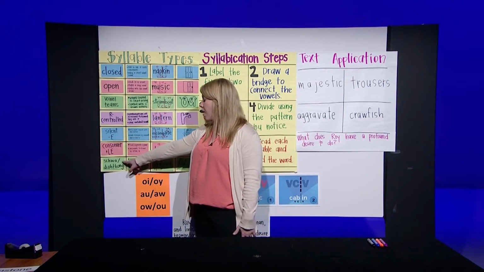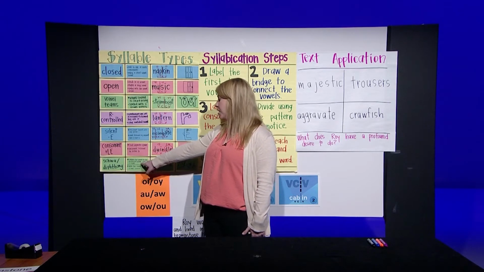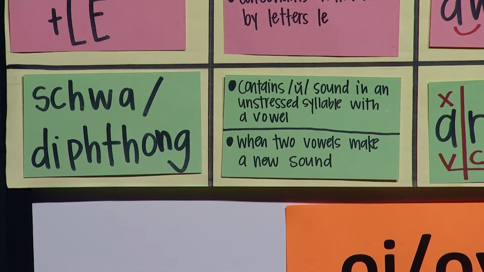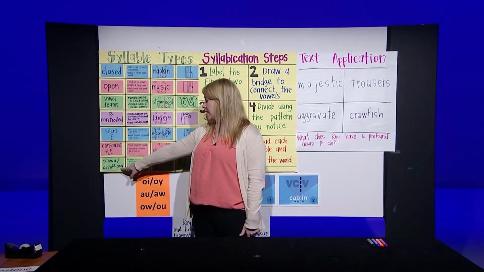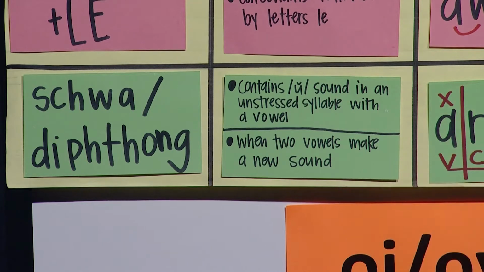The schwa contains an uh sound in an unstressed syllable with a vowel. So it's going to make the uh sound, but oftentimes the schwa is spelled with the vowel a. A diphthong syllable is when two vowels make a new sound, and your mouth will make two movements. Let's look at the diphthongs.